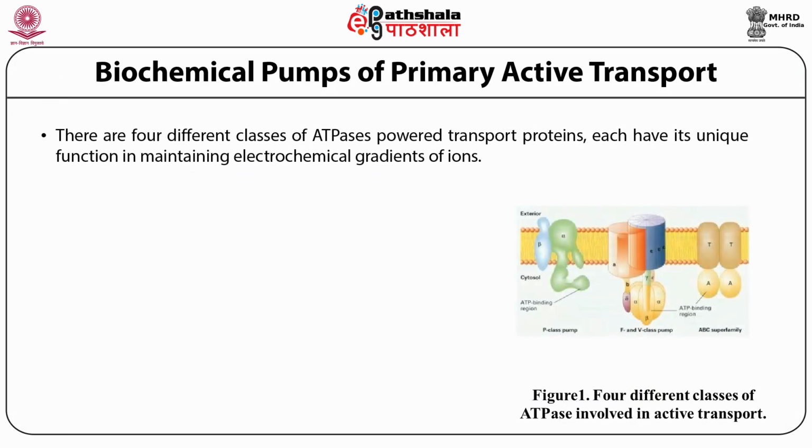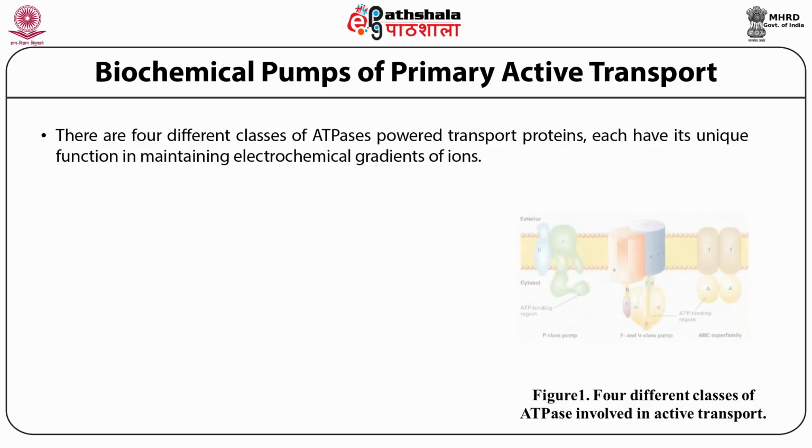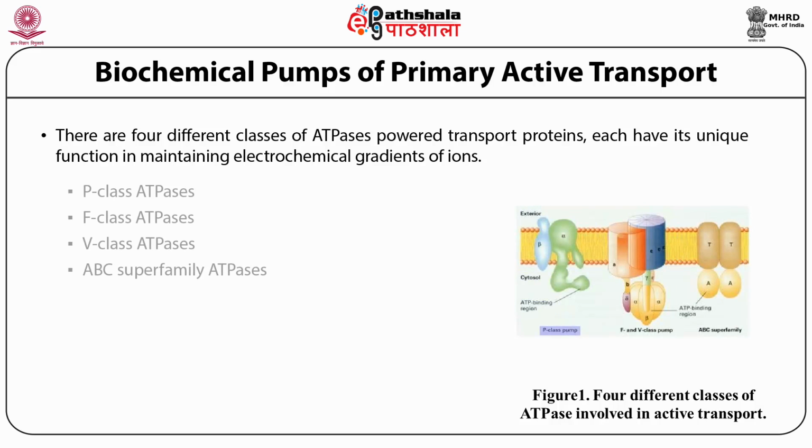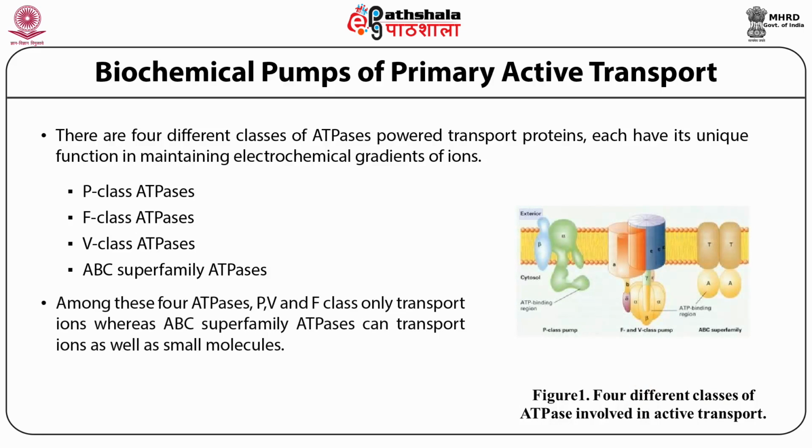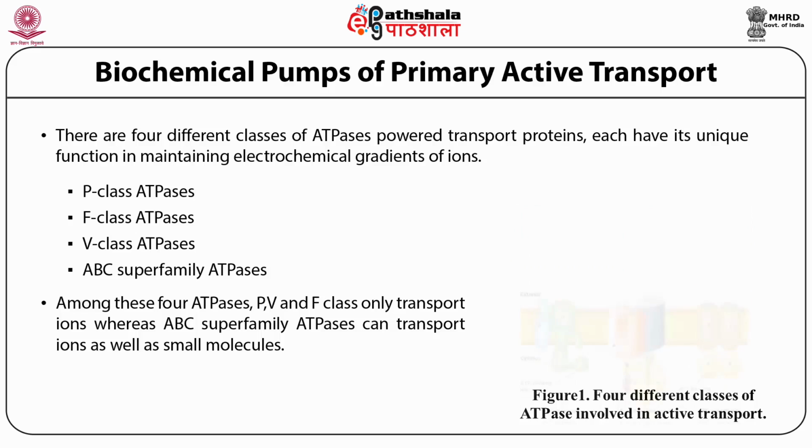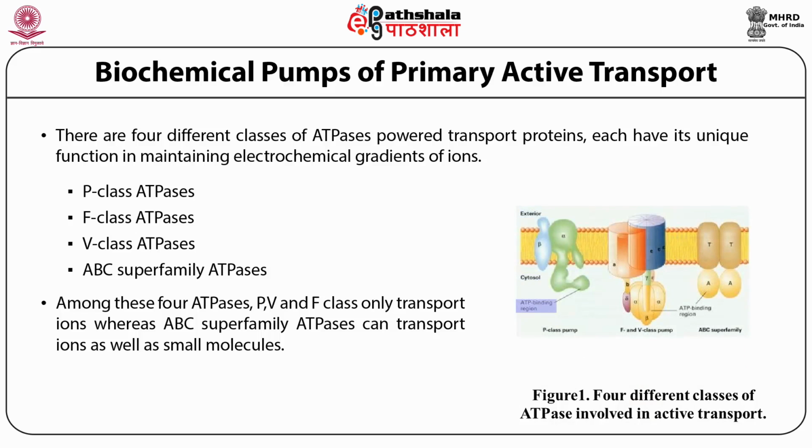This figure shows four different types of ATPase which are involved in active transport. Four different classes of ATPase powered transport proteins, each having its unique function in maintaining electrochemical gradients of ions. The four classes are the P-class ATPase or pumps, F-class pumps, V-class pumps, and lastly the ABC superfamily ATPase. Among these four classes, P, V, and F class pumps only transport ions, whereas ABC superfamily ATPase can transport ions as well as small molecules across the membrane.